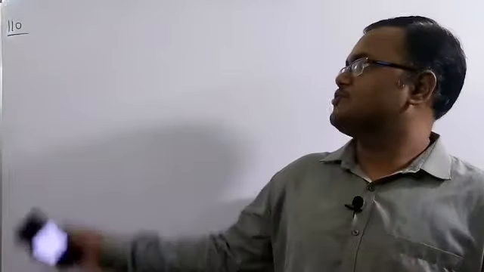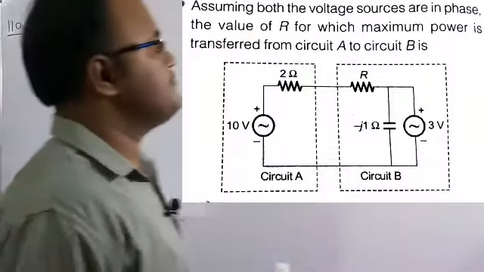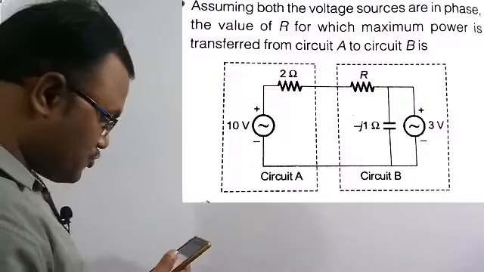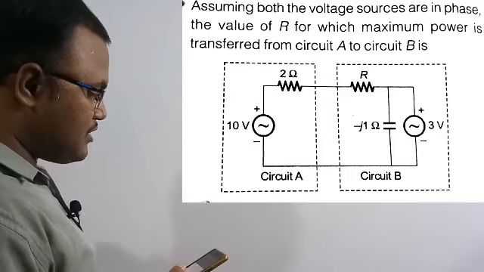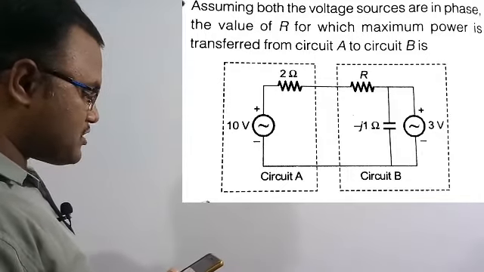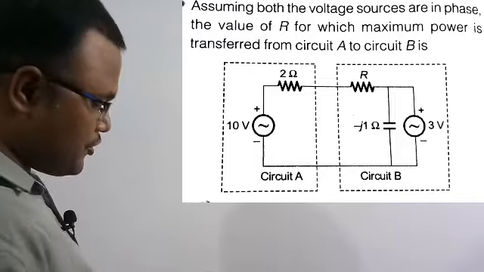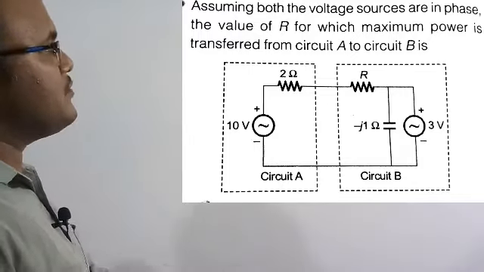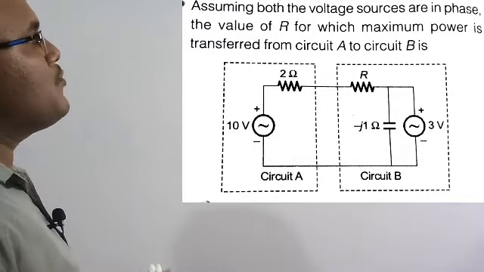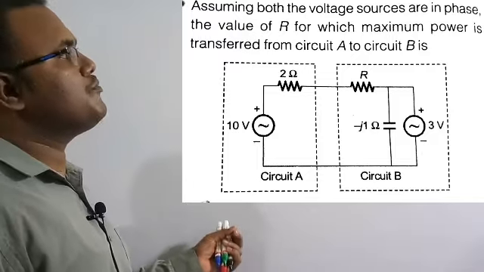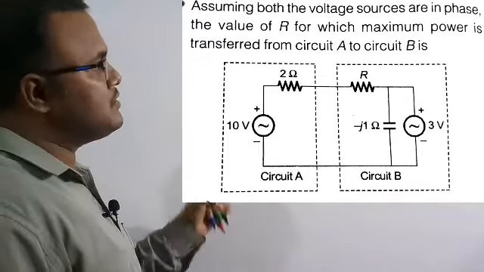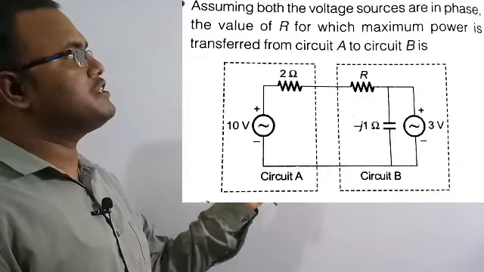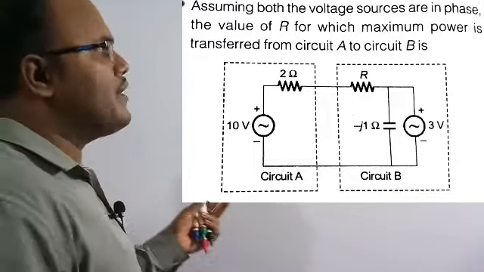Now let's solve numerical 110. See the question here. The question says: assuming both the voltage sources are in phase, find the value of R for which maximum power is transferred from circuit A to circuit B. Here two circuits are given, and we need to figure out the value of the resistor for which the maximum amount of power is transferred from circuit A to circuit B. Very interesting concept.